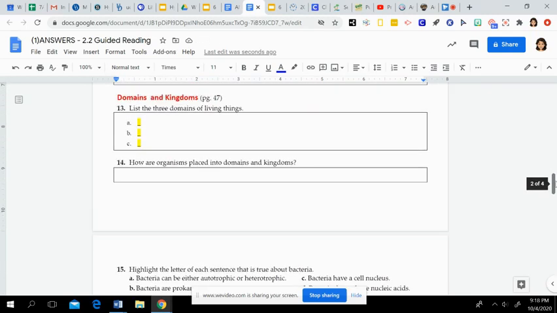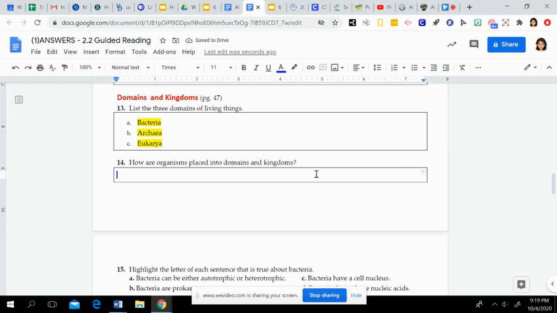Our next section then is domains and kingdoms, and this is what different organisms and different living things are grouped into, and then they have different kingdoms and level of organization as well. So the 3 main domains are bacteria, archaea, and then eukarya.